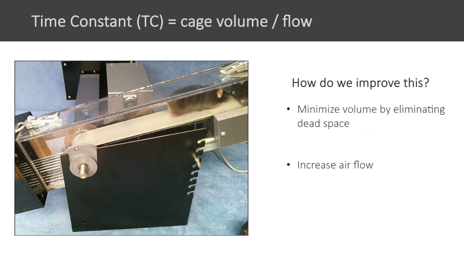The easiest thing to do is to minimize the enclosure volume, but since we have to fit the whole mouse and a treadmill inside, there's only so much dead volume we can eliminate. And we can increase the airflow, and turning it up to the max might seem like the simple answer, but the airflow not only impacts the time constant, it also impacts the signal strength.